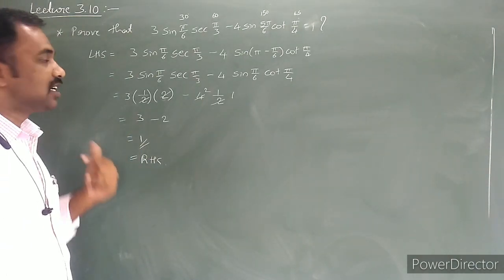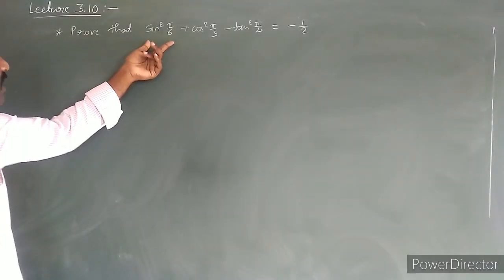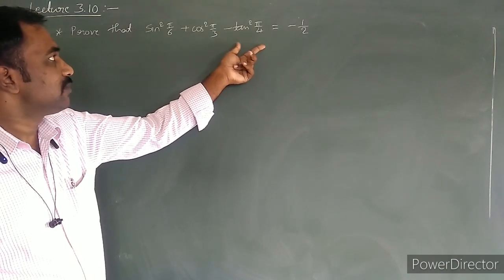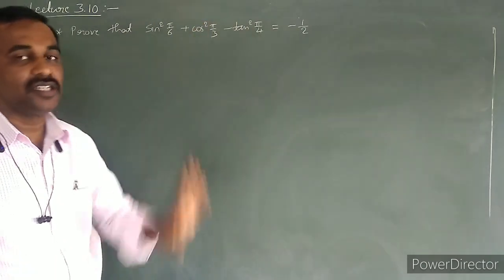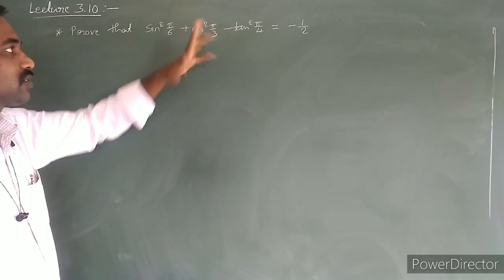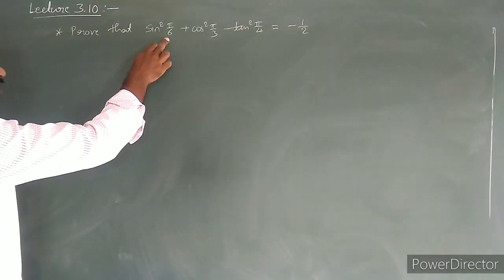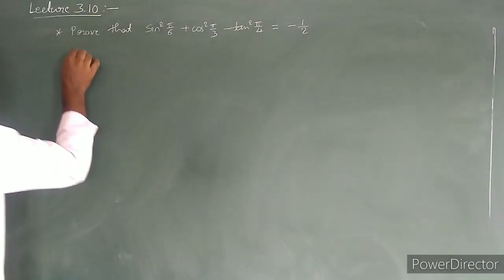Now in this manner, let's take one more problem. Prove that sin square of pi by 6 plus cos square pi by 3 minus tan square pi by 4 is equal to minus 1 by 2. This minus is outside the square. Previously the linear values were given, here the square is there. LHS equal to RHS we have to prove. Pi by 6 is 30 degree, pi by 3 is 60 degree, pi by 4 is 45 degree.